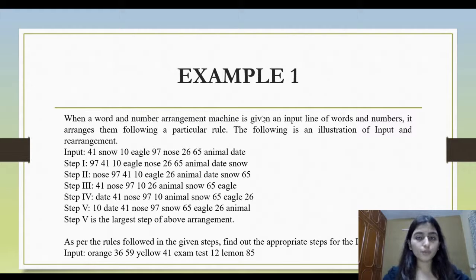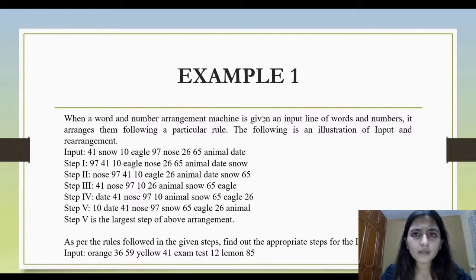Now we go to step 2. Compare step 1 and step 2. What is the change that you notice? We notice that the second largest word, that is nose, has now been brought to the left hand side, and the second largest number, that is 65, has been brought to the right hand side.